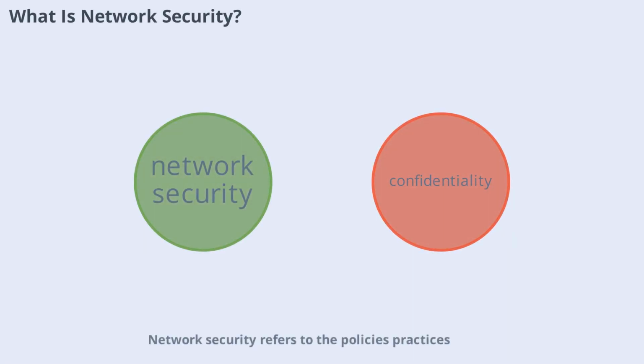Network security refers to the policies, practices, and technologies used to protect the integrity, confidentiality, and availability of computer networks and data. It's about defending your systems from unauthorized access, misuse, or theft. Network security is not just for large corporations, it's essential for anyone who uses the internet. From personal devices to business servers, every connection is a potential target.